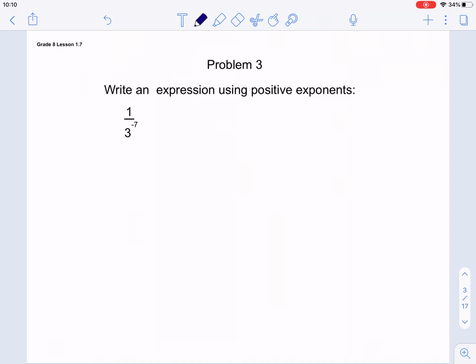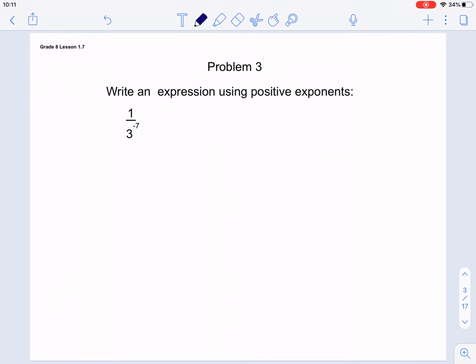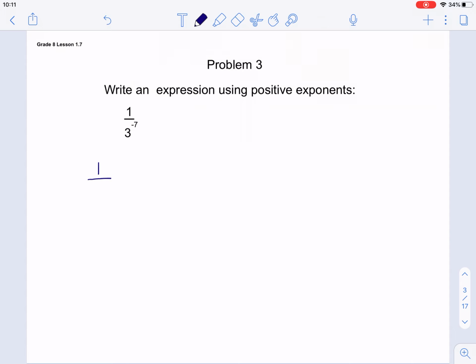Problem 3. Write an expression using positive exponents. 1 over 3 to the negative 7th power. Take a second to copy down the question. Now this problem is a little different than the previous ones. In the previous ones, I had my negative exponent in my numerator, and I had to move it to my denominator. This process is the same. Since I have my negative exponent in the denominator, I can move it to the opposite, which is the numerator, and make the exponent positive.